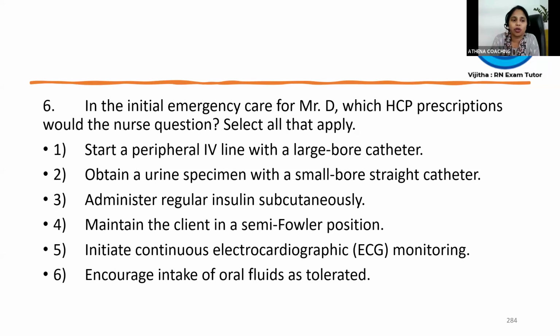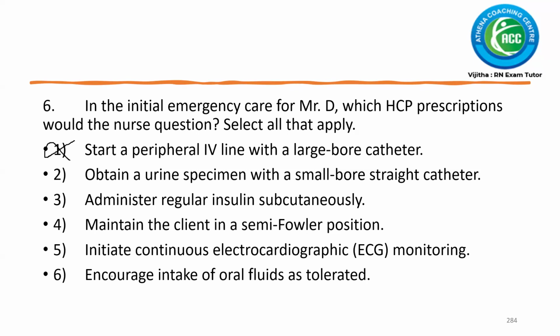Okay, we'll read. Option 1, if you want to keep, you can keep it, otherwise we will remove. Option 1 says, start peripheral IV line with a large bore catheter. Is it true or false? We want to select false, right? Yeah. So the first one we will remove. I cut the first one.